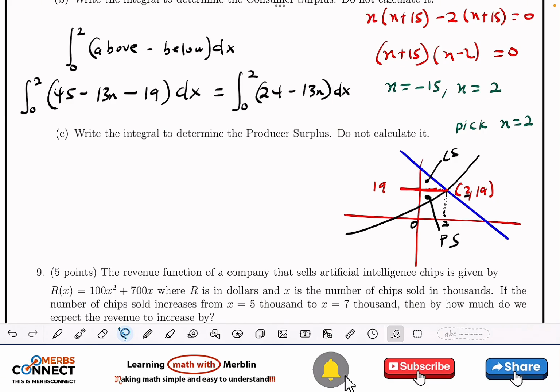Then what do we need to do again? Is this supposed to be 24? 19 minus this, 15 here. It's supposed to be 26 here.